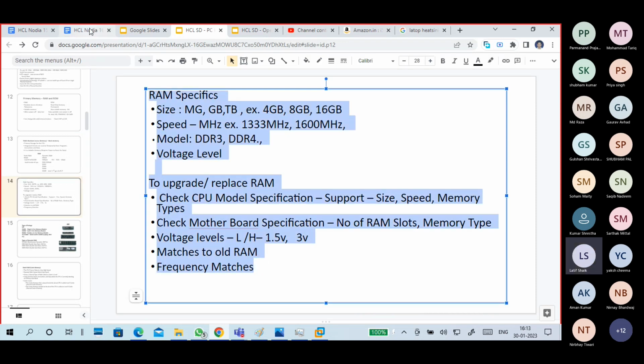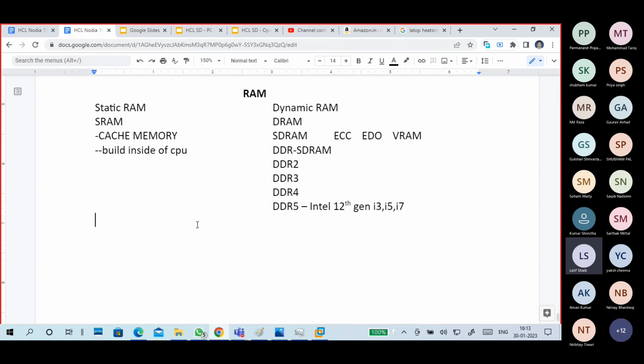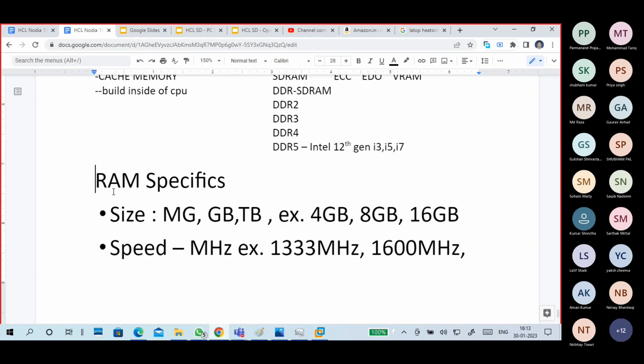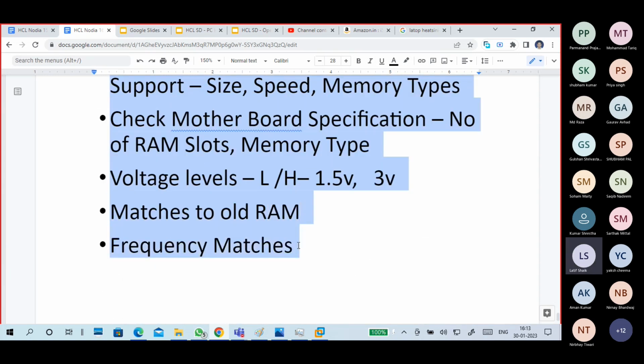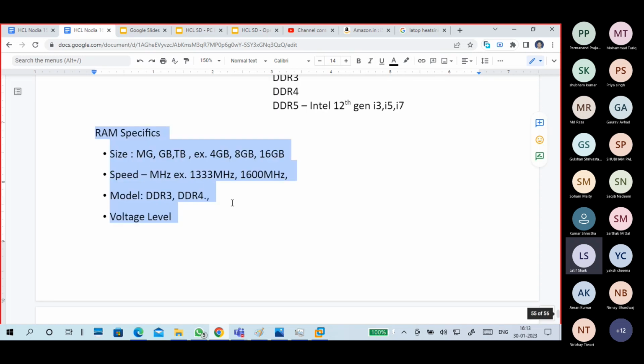So when you are buying or using a RAM, there are RAM specifications also. Each and every RAM has certain things. The first one is RAM size, which is important. If you want to run your system smoothly, you should have better RAM capacity. In earlier days we told RAM size in MBs and GBs, now it is still GBs only.